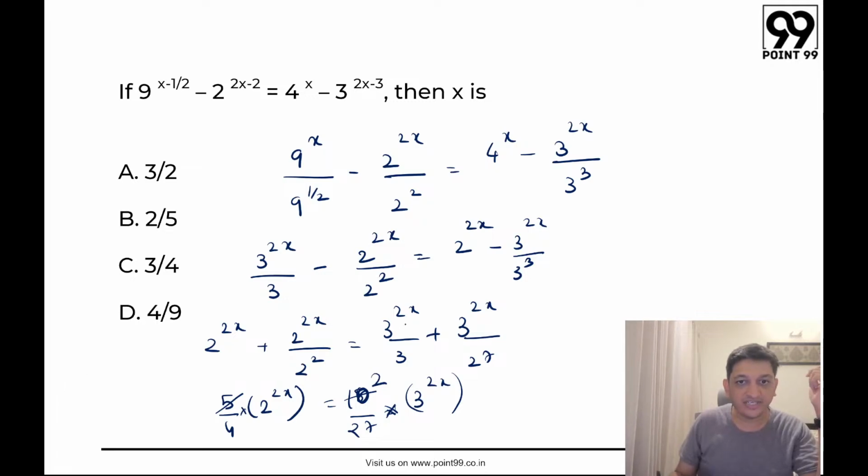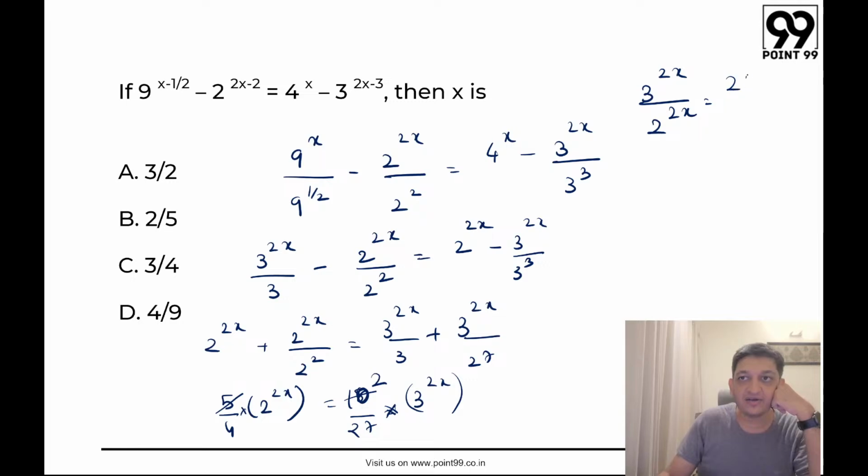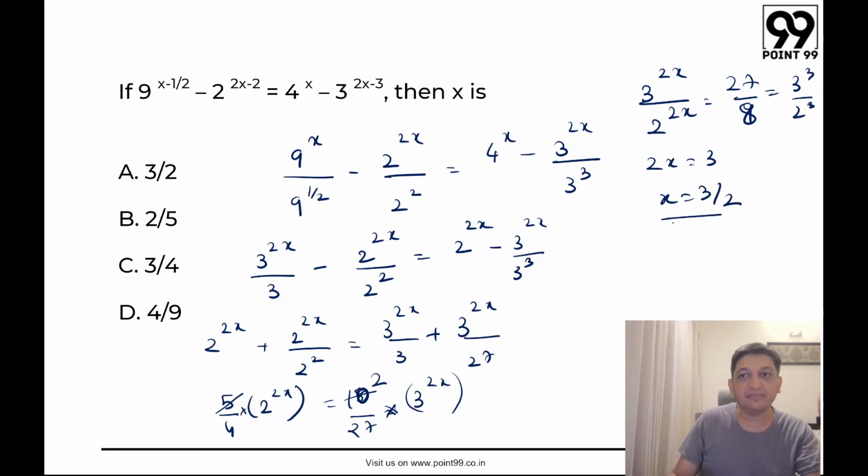Alright, so the terms when they go on the other side, it will become positive, right? So in this case, we are going to have 3 raised to 2x divided by 2 raised to 2x. 3 raised to 2x upon 2 raised to 2x will be 27 by 8 rather. 4 2s are 8 is what we are going to get. Okay, but in this case 27 by 8 is nothing but 3 cube by 2 cube. So we are going to get 2x equals 3 or x equals 3 by 2. Right, so the answer here is option A, that is 3 by 2.